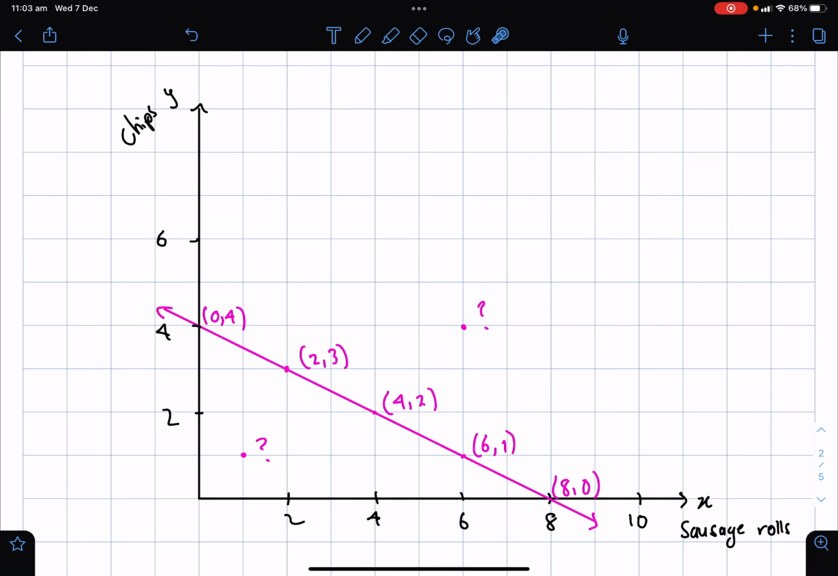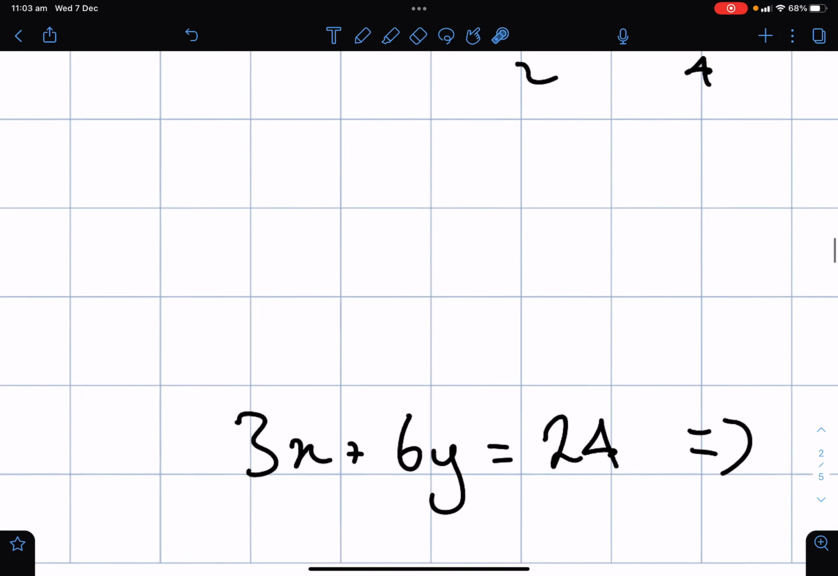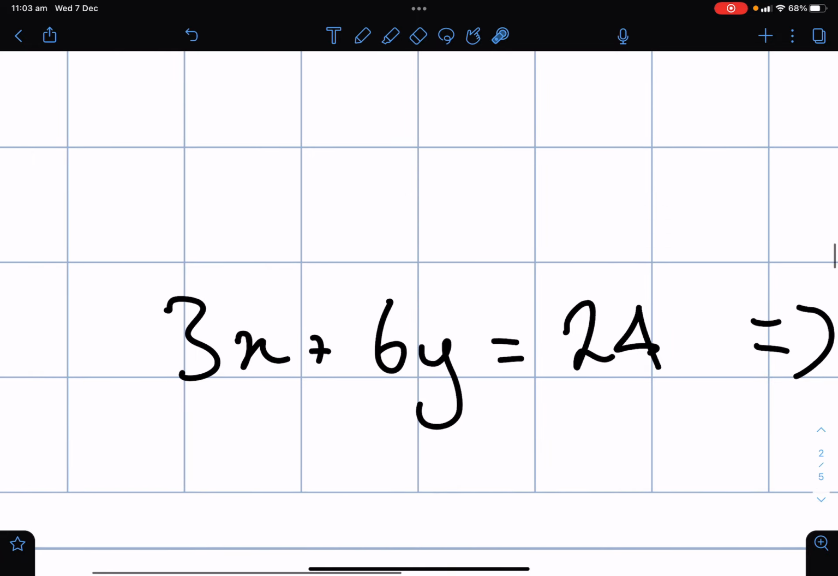Now, we said a tray of chips was $6 and a sausage roll was $3. So 3 times the amount of sausage rolls plus 6 times the amount of chips, that has to equal $24. So that is how we get this equation here. So sausage roll was X, tray of chips was Y, and my maximum amount that can be is 24.